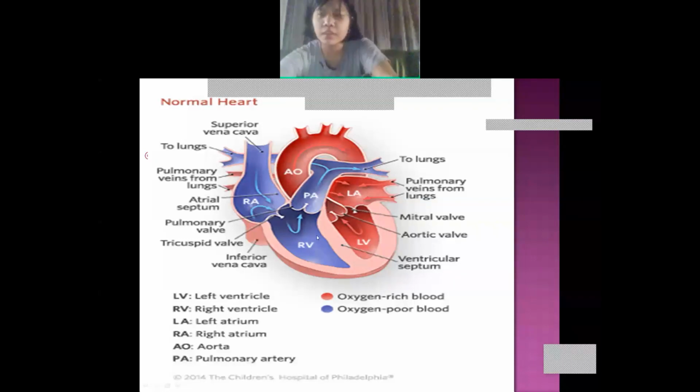I hope it's clear now, everyone. I hope there is no confusion in the circulatory system of the heart. Yes or no? Yes, ma'am. Okay.